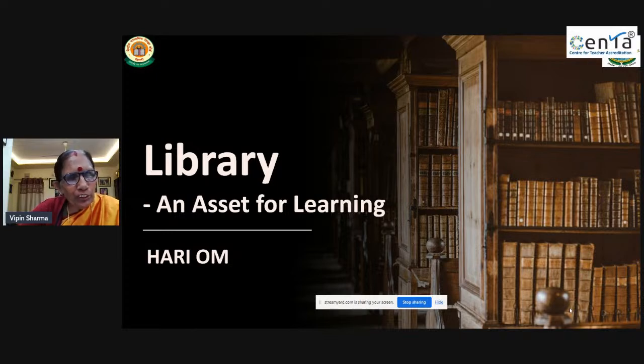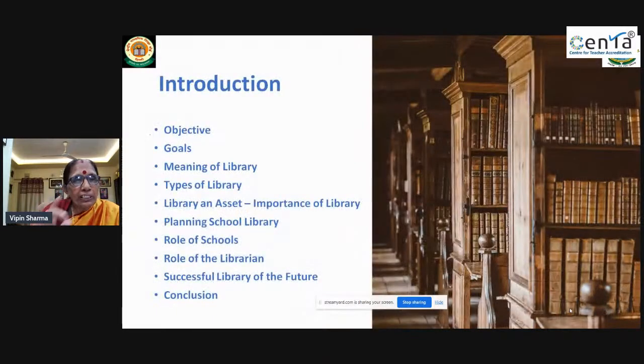Today we are going to dwell on the topic library an asset for learning and innovation, learning and research, whatever way you want. But it is actually an asset for learning. So today I'm going to talk about its objectives, goals, meaning, types, library and asset, planning, role of schools, librarian, and successful library. Actually, if you ask me, library is not just a building where you can go and borrow books for a certain period of time. It means much more. It's a place where you can find books and other informative material.